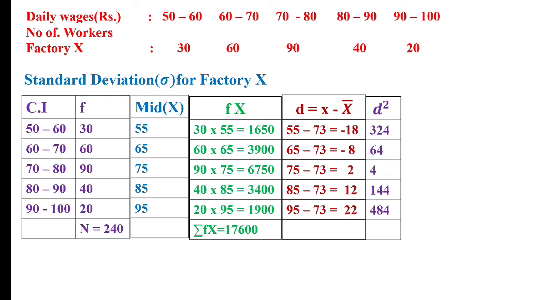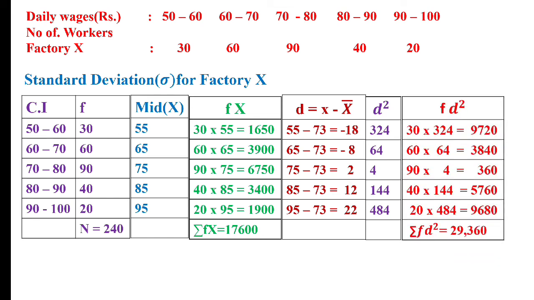Then f into d squared: the f column and d squared column are multiplied. 30 into 324 is 9720. 60 into 64 is 3840. 90 into 4 is 360. 40 into 144 is 5760. 20 into 484 is 9680. The total of fd squared is 29,360.